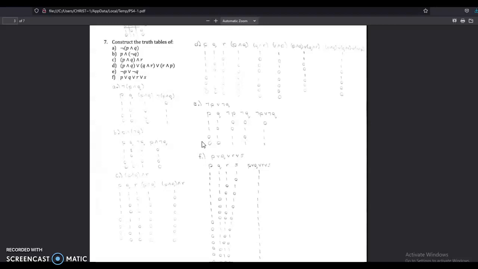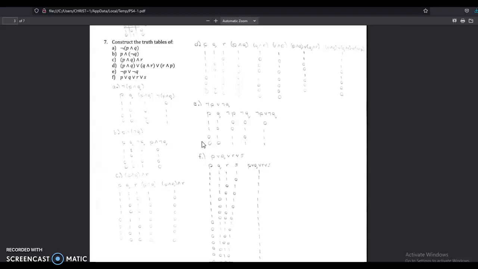For B, it reads P and the inverse of Q. So the inverse of Q would read 0, 1, 0, 1, opposite of 1, 0, 1, 0. So P and the inverse of Q will only be true in the second row, where P is true and the inverse of Q is true. So 0, 1, 0, 0 is our truth table there.